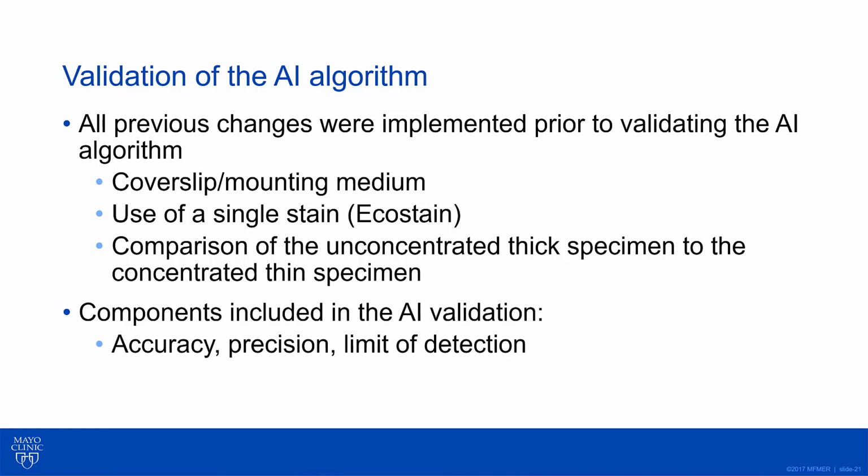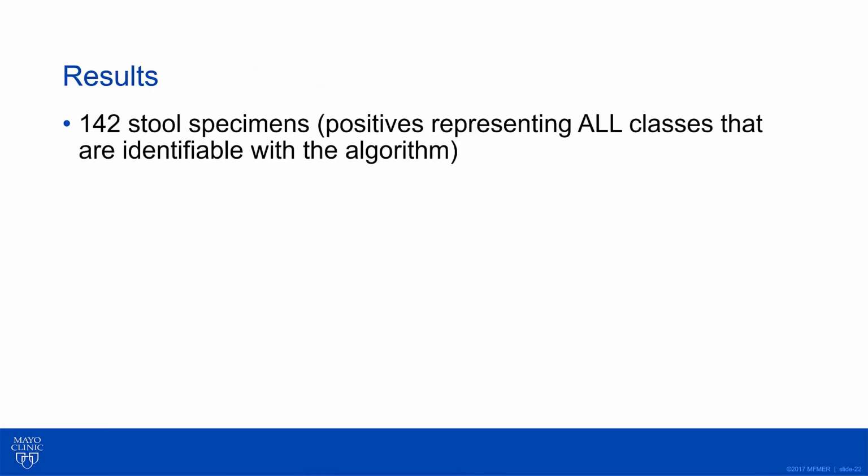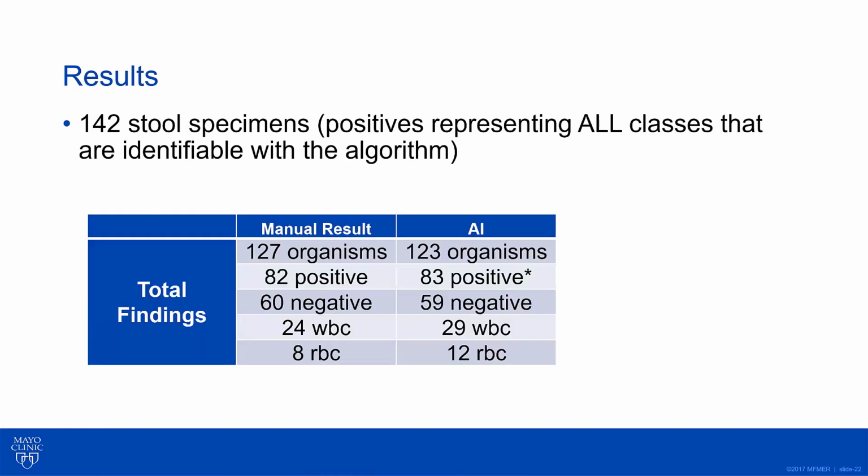And we specifically looked at accuracy, precision, and limit of detection. And that included analytical sensitivity and specificity. We used 142 stool specimens that included positives and negatives, and the positives represented all classes that were identifiable with the algorithm. And our findings are shown here, and I want to call your attention to this right here, where you could see that overall the manual result detected 82 positive cases, and the AI-assisted result showed 83 positive cases. And this additional positive was confirmed by manual blinded review of the slides.